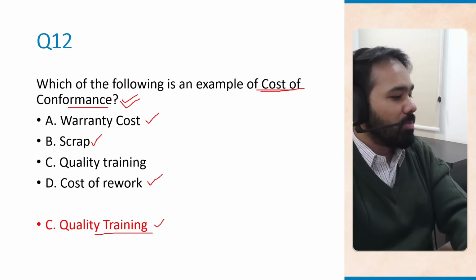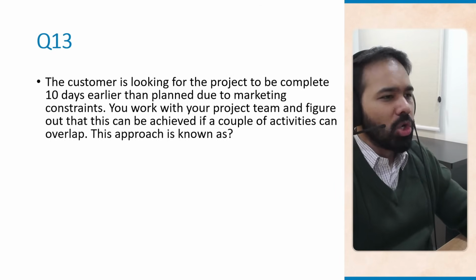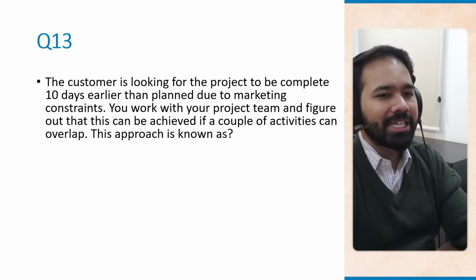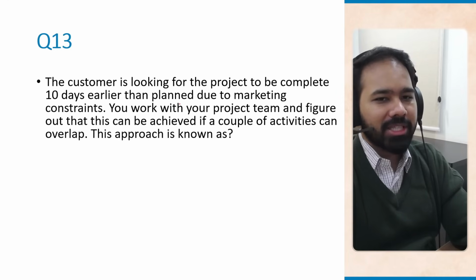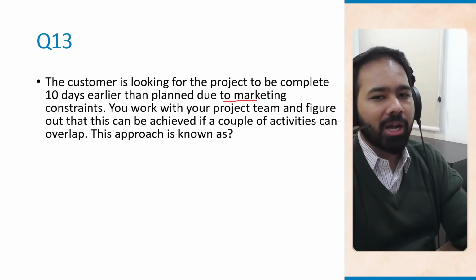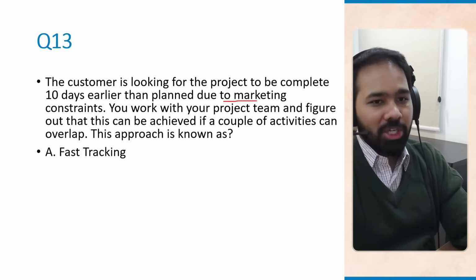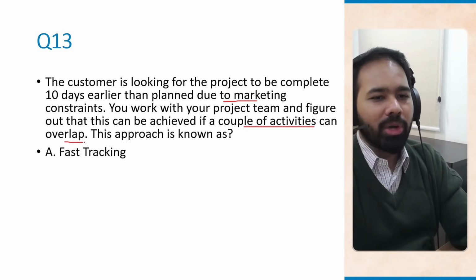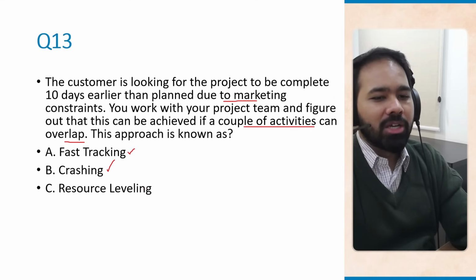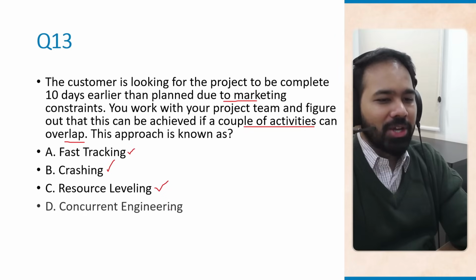All right, let's move on to question number 13. The customer is looking for the project to be complete 10 days earlier than planned due to a marketing constraint. You work with your project team and figure out that this can be achieved if a couple of activities can overlap. This approach is known as fast tracking, crashing, resource leveling, or concurrent engineering.